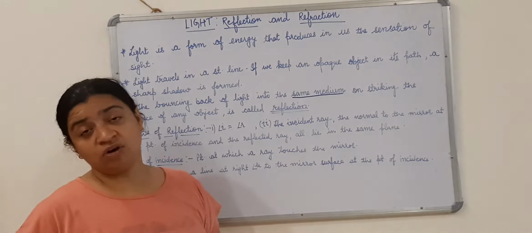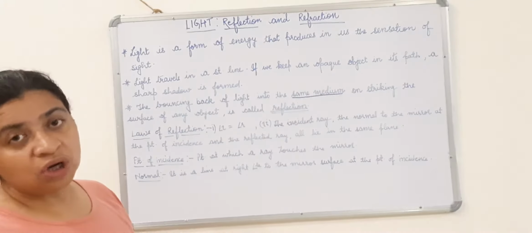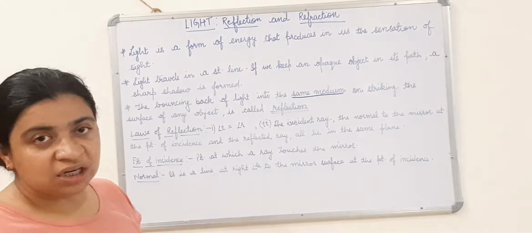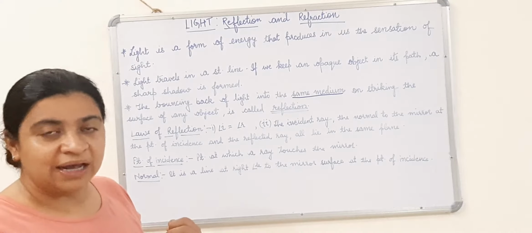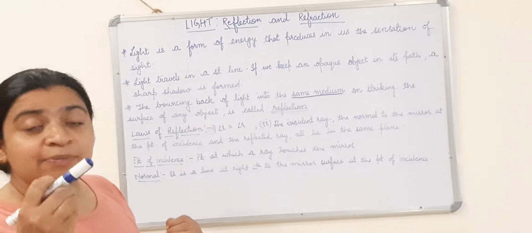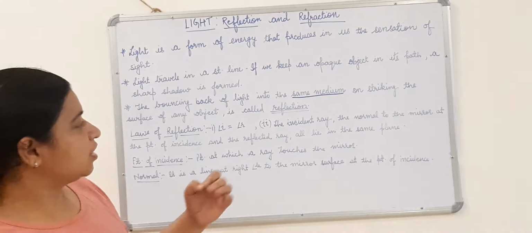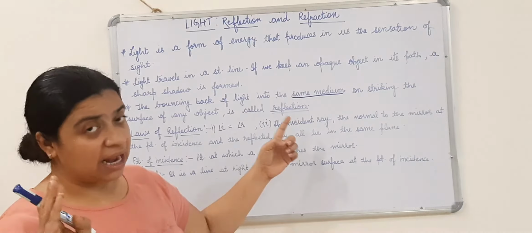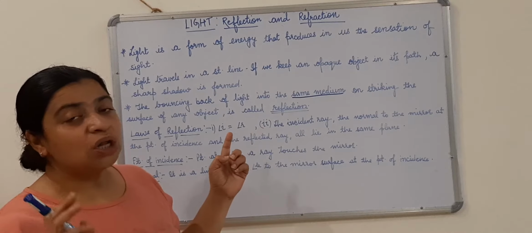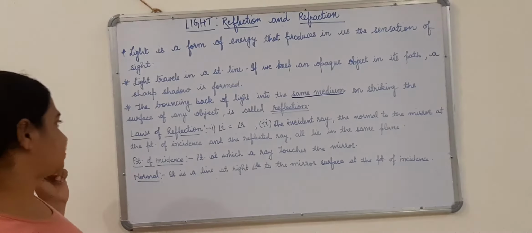With this normal, I have not mentioned the word ray because it is just a line. It is not a ray. This is not a ray of light. It is just a line drawn by us at the point of incidence on the surface of the mirror. But all these three, incident ray, the normal and the reflected ray, all three lie in the same plane. This is the second law of reflection.